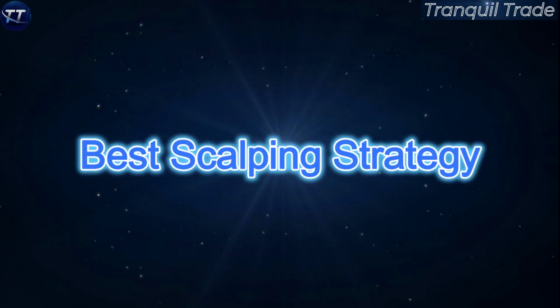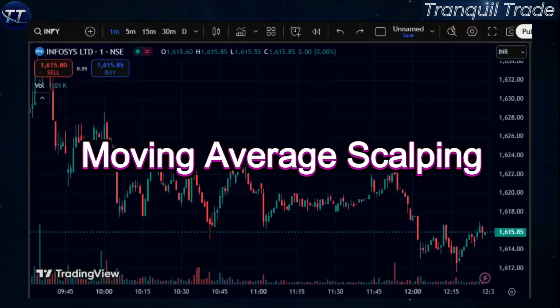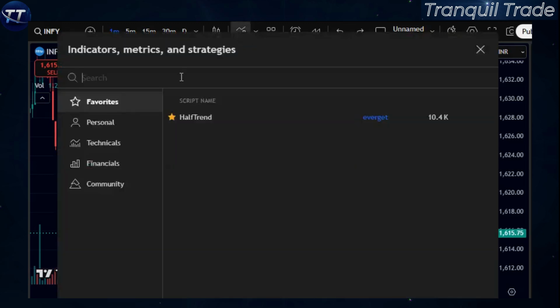Best scalping strategies. Strategy 1. Moving average scalping. Open Trading View. Go to Trading View and open your chart. To add the 9 EMA and 21 EMA, click on Indicators at the top of the screen.